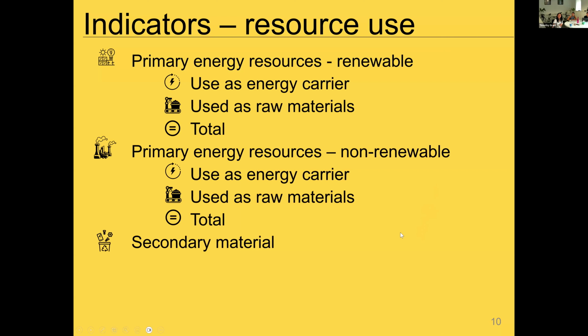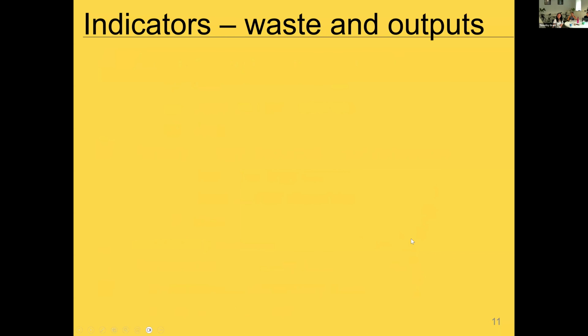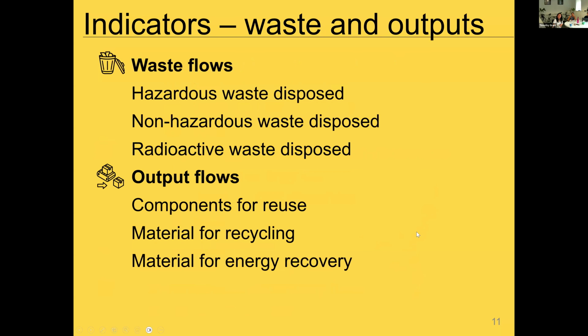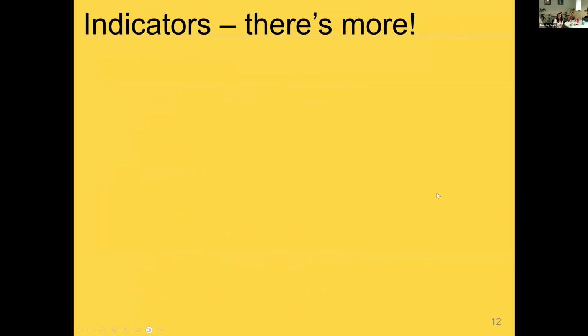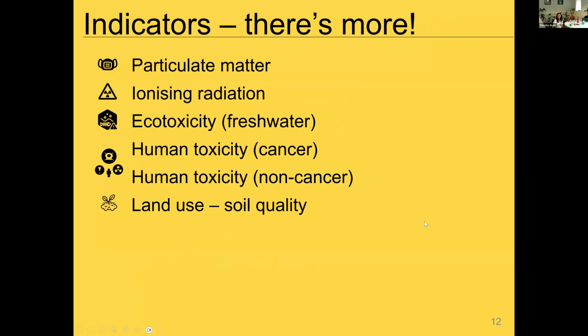And then the next few are optional, but must be included in construction products, but optional for the rest. So there's some more indicators. And then if you have a construction product, you have to include some waste flows and some output flows. And then you have like 10 more if you have a construction product.